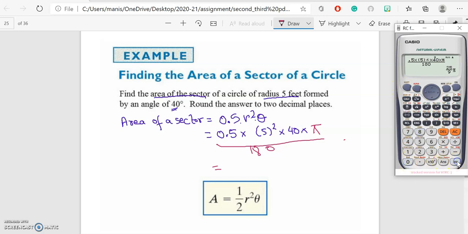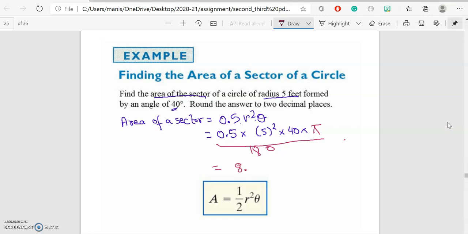So what is my answer? My answer is 9 pi over 4 or 8.7266. But I will write my answer as 8.72 feet square. Always remember, whenever you are finding the area of any shape, your unit is with square.